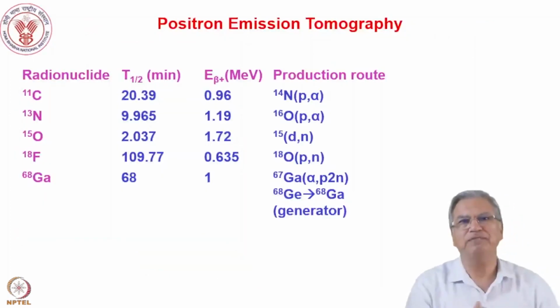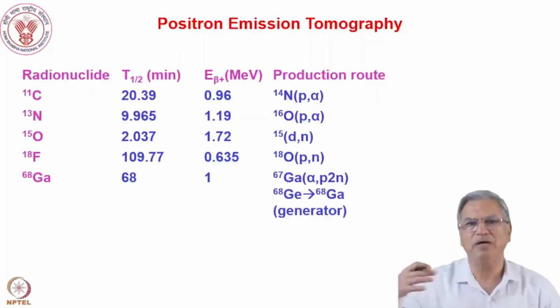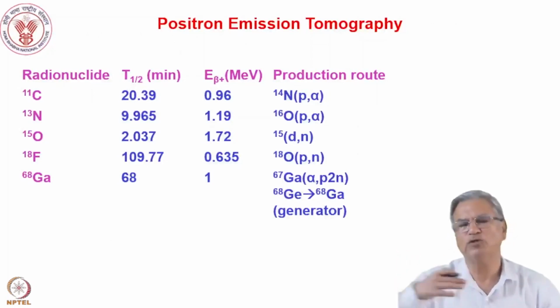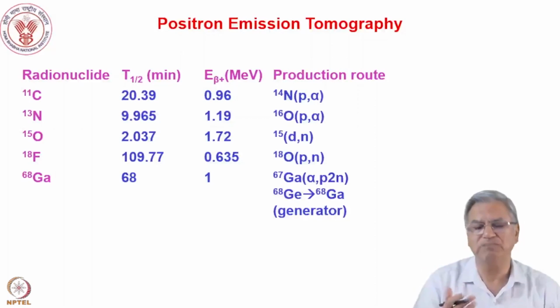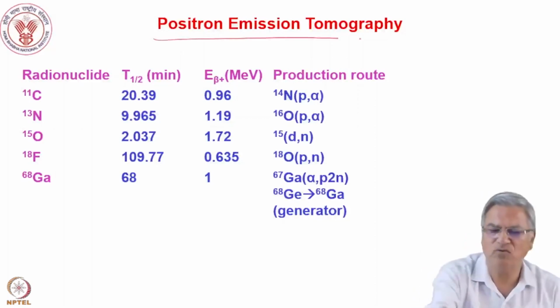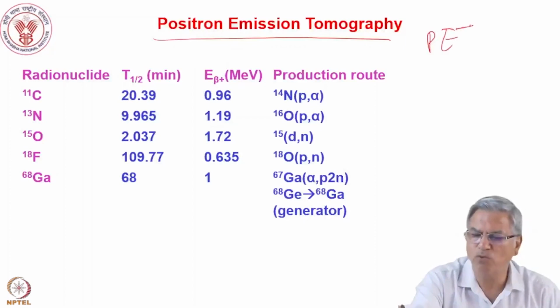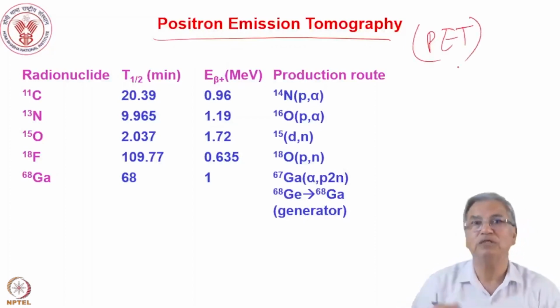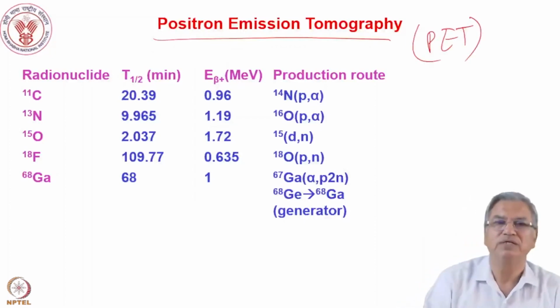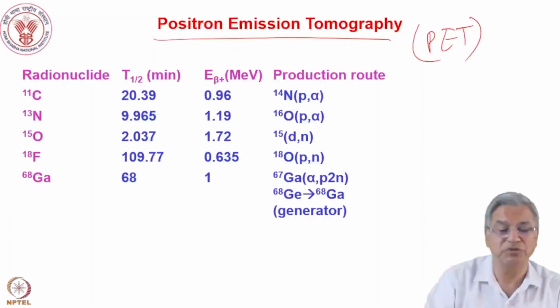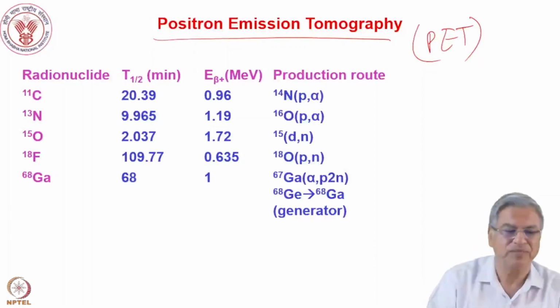Now that was the SPECT imaging. So you use a single photon emitting radioisotope and you take the camera and it will take the image of the organ. But the resolution in SPECT is not very high, and therefore positron emission tomography, PET, has become now more popular because of the resolution in terms of space. The spatial resolution is excellent in PET. And for PET, you require a positron emitter.